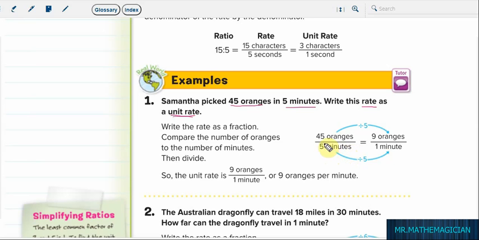We will divide by 5 because we always divide by the number in the denominator. So divide by 5 up, divide by 5 down gives you 9 oranges for every 1 minute. So the unit rate is 9 oranges over 1 minute, or we can say 9 oranges per minute.